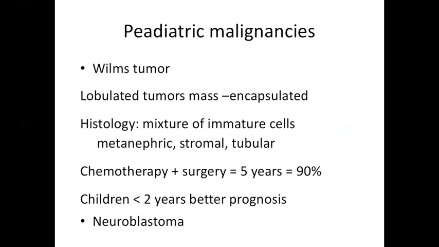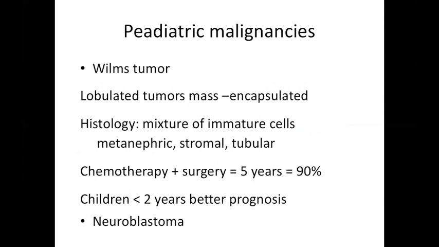Similar tumors happen in the pediatric age group. Pediatric malignancies, the Wilms tumors. There are two main kinds, the Wilms tumors and the neuroblastomas. The Wilms tumors are usually lobulated tumor masses, encapsulated. They have a mixture of immature cells in histology.